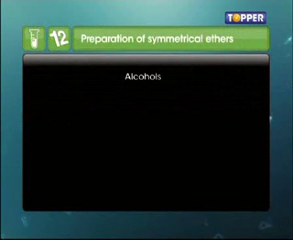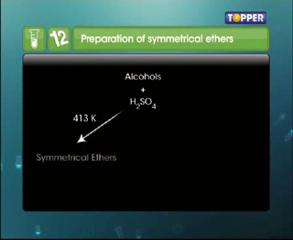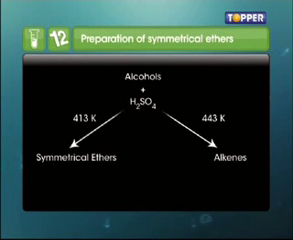You need to remember three things about dehydration of alcohols. The first and the most important point is that dehydration is used only for the preparation of symmetrical ethers. Secondly, the reaction temperature must not be raised above 413 Kelvin. When the temperature becomes 443 Kelvin, alcohols are dehydrated to alkenes. So you must be very careful with the preparation of an ether.